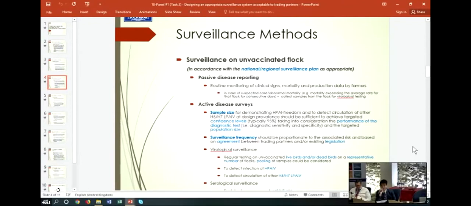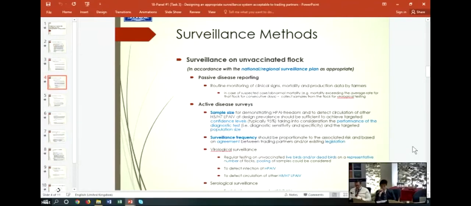And in addition to these passive surveillance components, active disease surveys in vaccinated flock could also provide further evidence to demonstrate HPAI freedom. The sample size for the disease survey should achieve targeted confidence level, typically 95%, and take into consideration the target population size as well as the performance of the test used. The surveillance frequency should be proportionate to the associated risk and agreed among trading partners, and of course also comply with any legislation in place, which we understand that there is a draft EU legislation in these aspects.